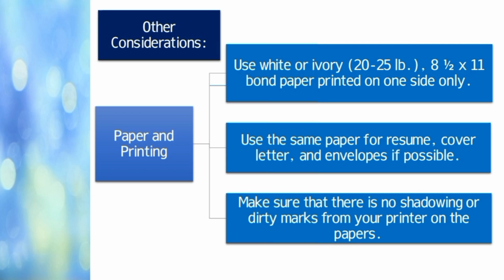Now, let's look at the other considerations in writing an application letter. For paper and printing, use white or ivory 20 to 25 pound, 8 1/2 by 11 bond paper printed on one side only. So in short, short bond paper and a full block style format. Use the same paper for resume, cover letter, and envelopes if possible. And make sure that there is no shadowing or dirty marks from your printer on the papers.